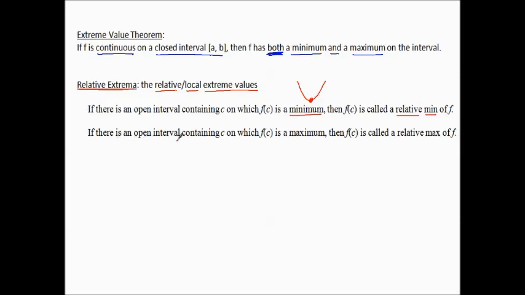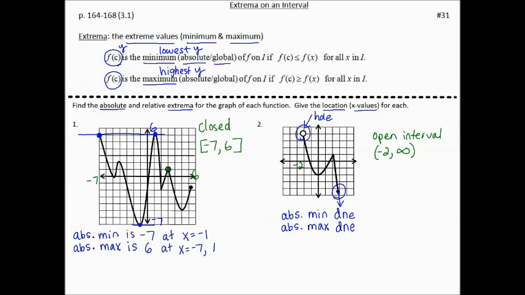Similarly, if there's an open interval containing c on which f of c is a maximum, then f of c is called a relative maximum of f. So looking at a hill, we have a relative maximum because it's a high point relative to the points on either side. Let's take a look back at the graphs and now find the relative extrema for the graph of the function.